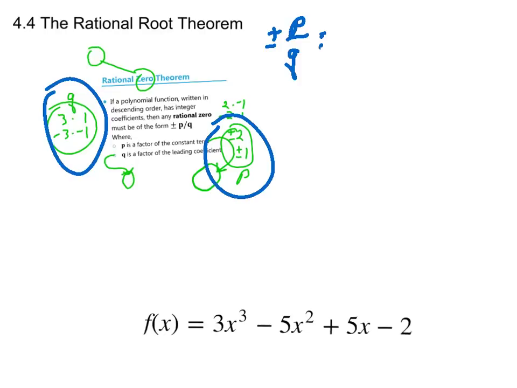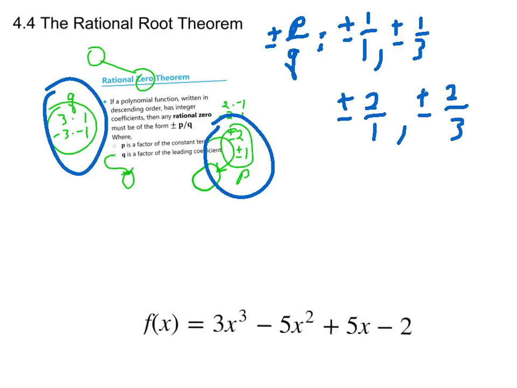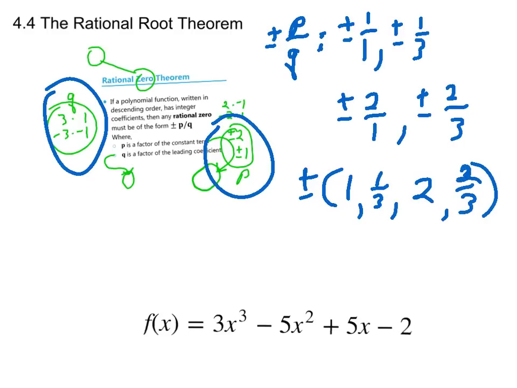So what do we got here? Well, our p-values are plus or minus 1, so I can either have plus or minus 1 over 1. I could have plus or minus 1 over 3. I could have plus or minus 2 over 1. Or we can have plus or minus 2 over 3. Rather than writing all these pluses or minuses, feel free to do this. Plus or minus, and then 1 over 1 is 1, then we have 1/3, 2 over 1 is 2, and then we have 2/3.